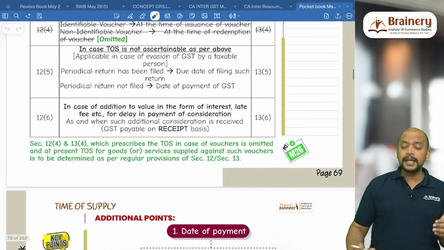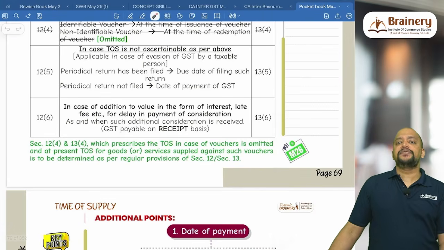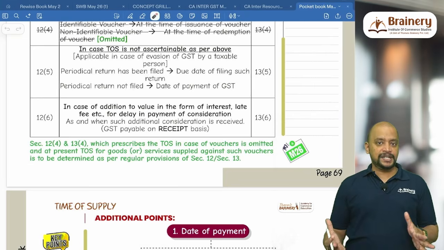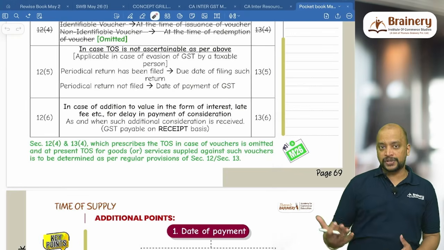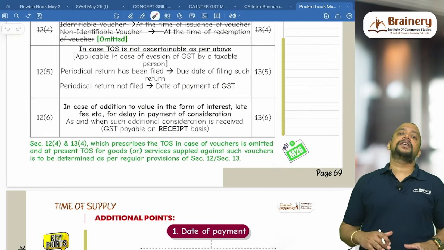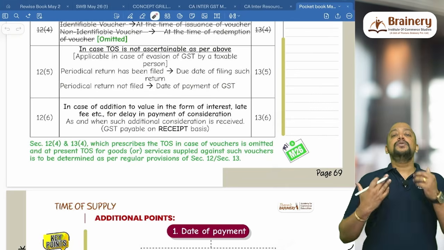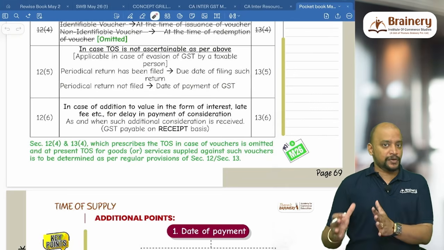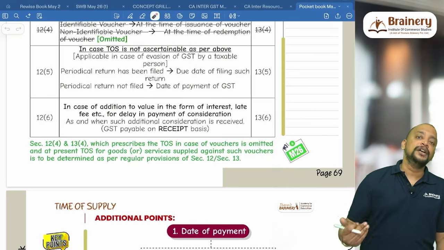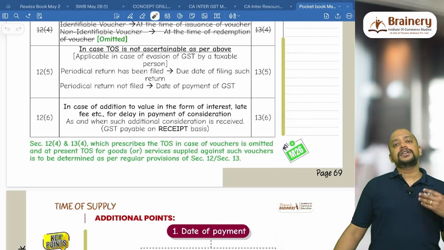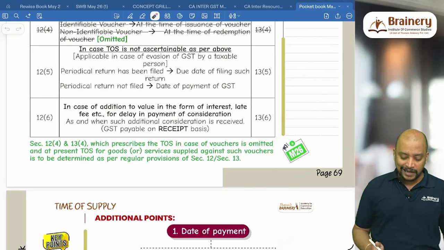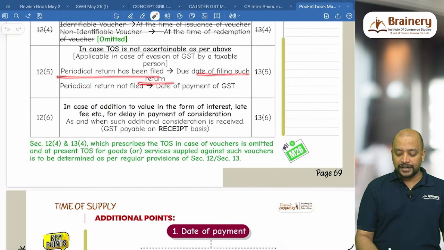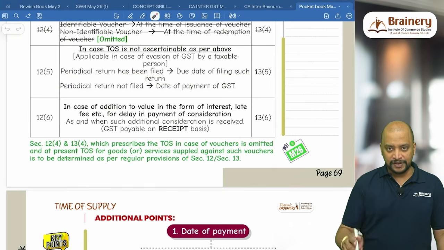Then in case of 12 subsection 5, residual provisions. For the residual provision, there is no difference between goods and services. So 12.5 and 13.5 will be the same. Residual provisions will be applicable when the time of supply cannot be determined as per the above subsections. The residual provision says, first check whether a periodical return is required to be filed. Who is required to file a periodical return? Only a registered person is required to file a periodical return. Then whatever the return due date is, that will be taken. Where a periodical return is not required to be filed, the date on which payment is made should be taken. So if a periodical return has been filed, the due date of filing the return. If a periodical return is not filed, the date of payment of GST will be taken.